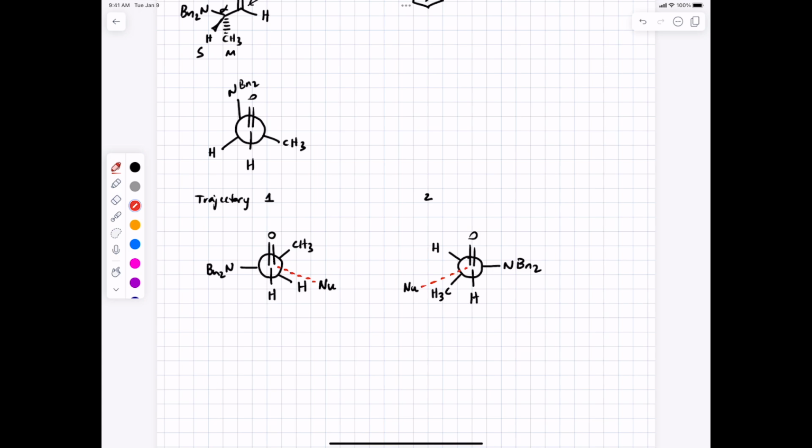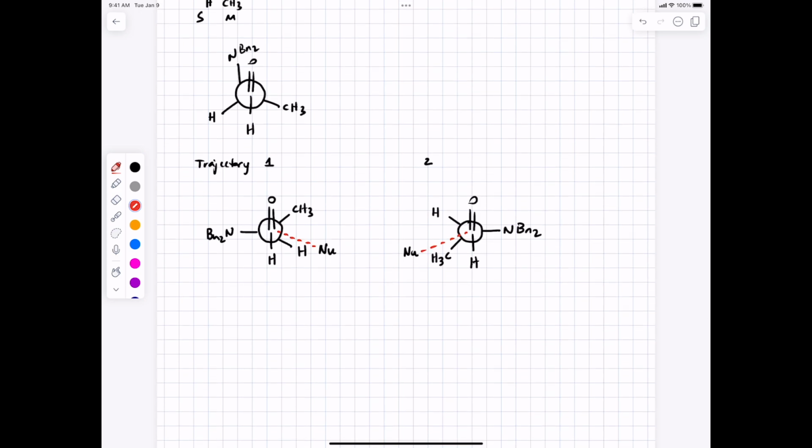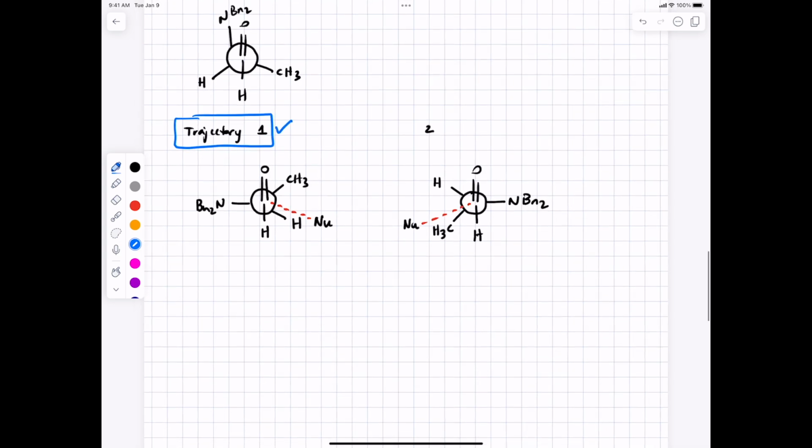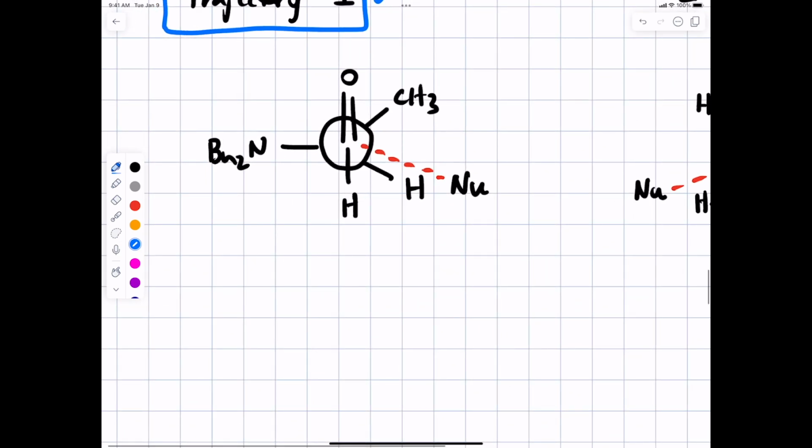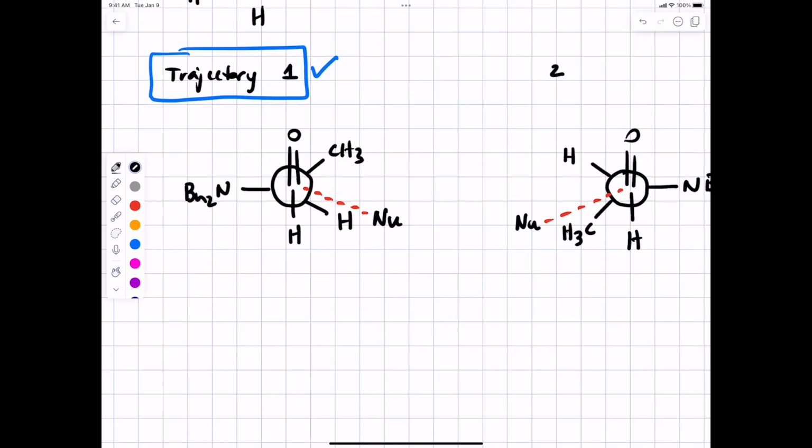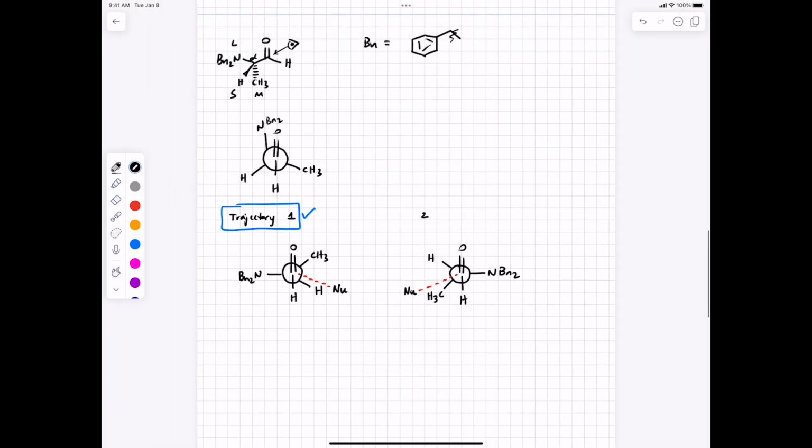Okay, and already you can see that trajectory 1 is the good one because it keeps the Bürgi-Dunitz angle. The Bürgi-Dunitz trajectory has the nucleophile pseudo-eclipsed with a hydrogen, which is better than being pseudo-eclipsed with the methyl group. Okay? Now, aside from sterics, there's one other reason why you would want the nitrogen anti to the incoming nucleophile.